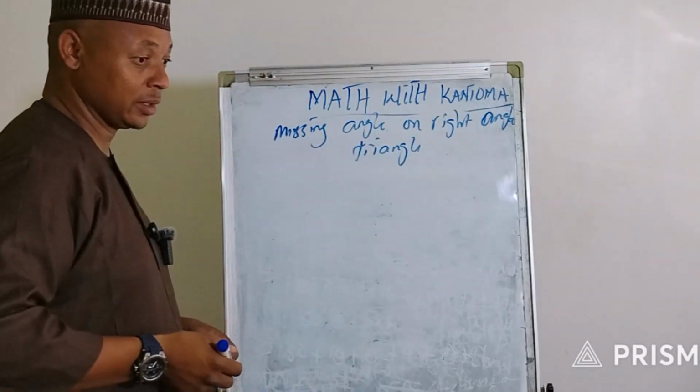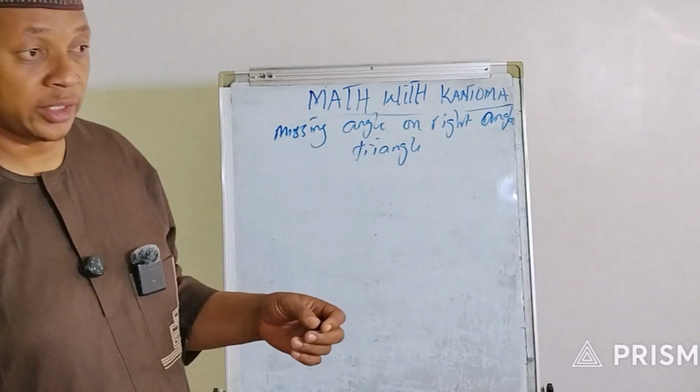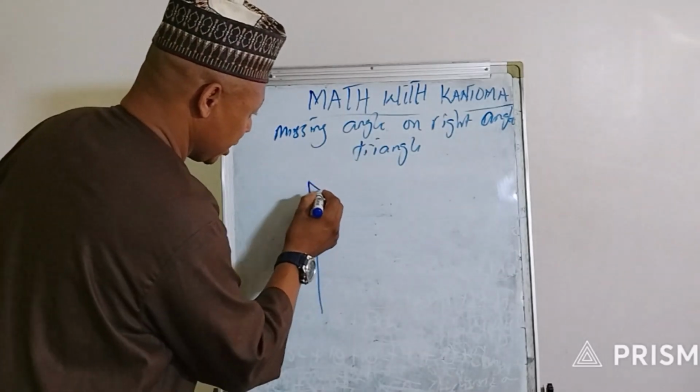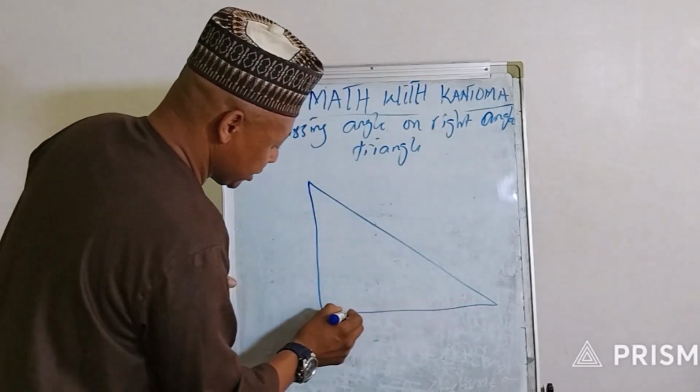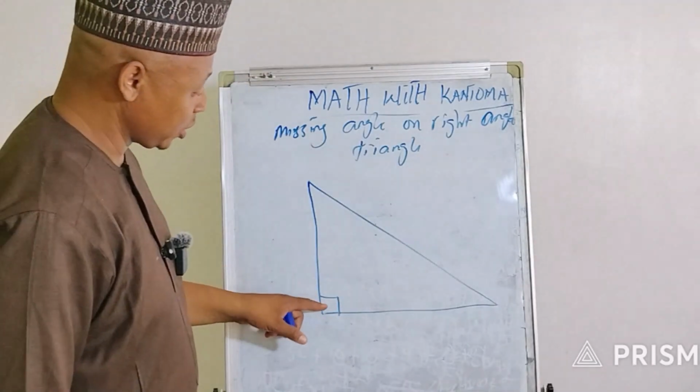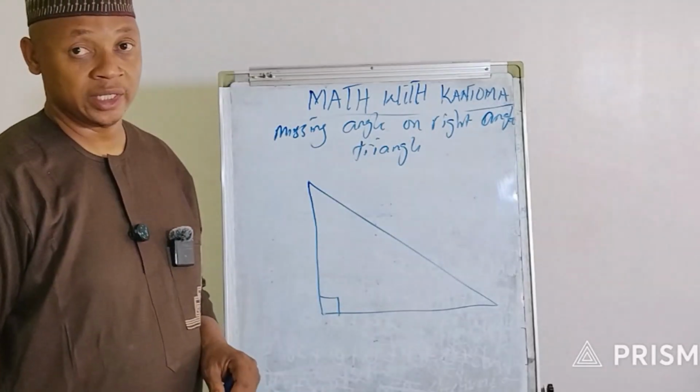How to find a missing angle or a missing side on a right angle triangle. First, we are going to draw our right angle triangle. And we all know a right angle triangle has an angle that is enclosed at 90 degrees. So any triangle with an angle of 90 degrees, we say it is a right angle triangle.